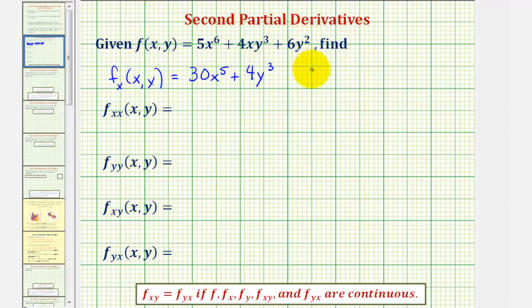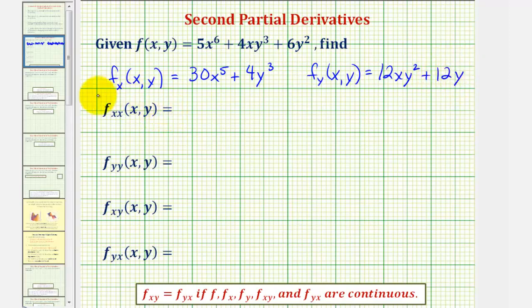And now we'll find the first partial derivative of f with respect to y. So we'll differentiate with respect to y, treating x as a constant. So the derivative of 5x to the 6th with respect to y would be 0. The derivative of 4x y to the 3rd with respect to y, we'd multiply by 3, subtract 1 from the exponent, that would be 12xy squared. And then the derivative of 6y squared with respect to y would be 12y.